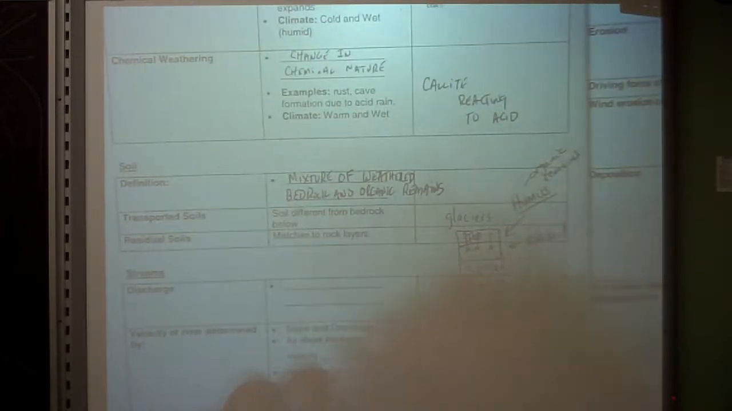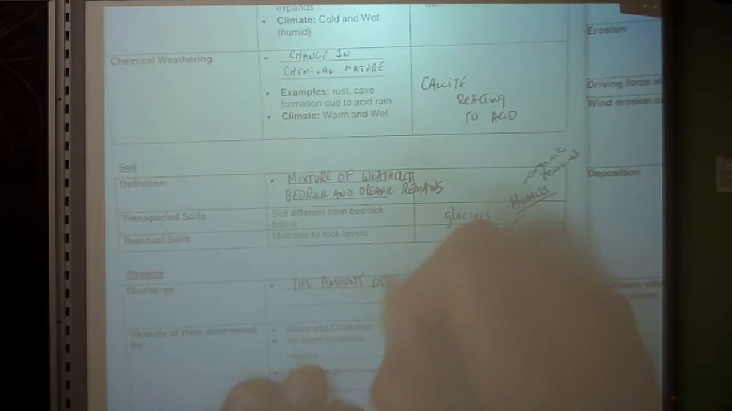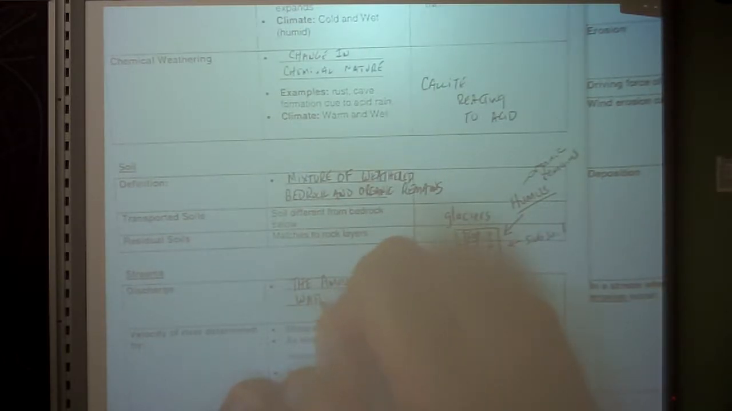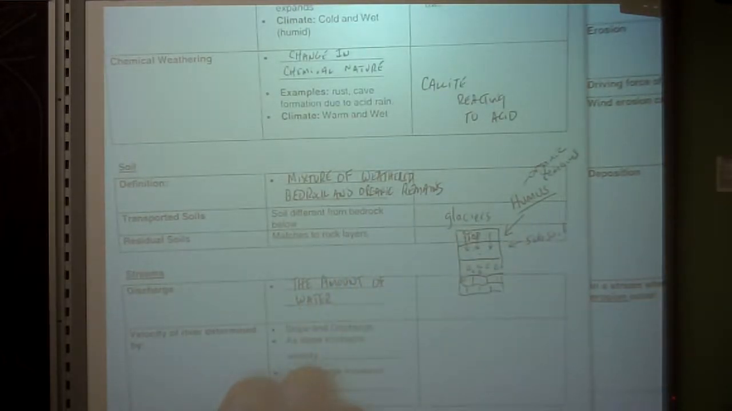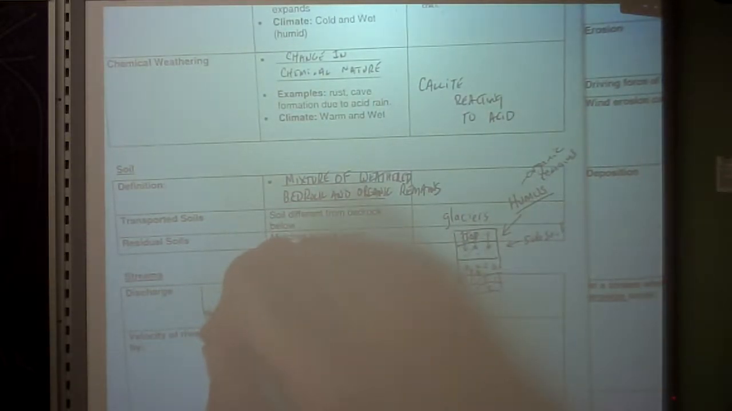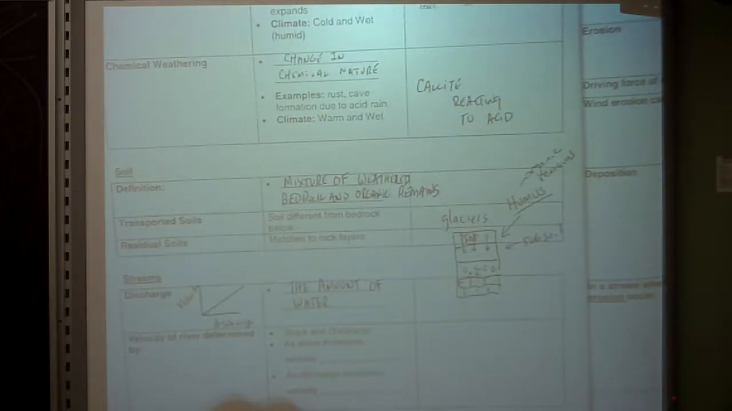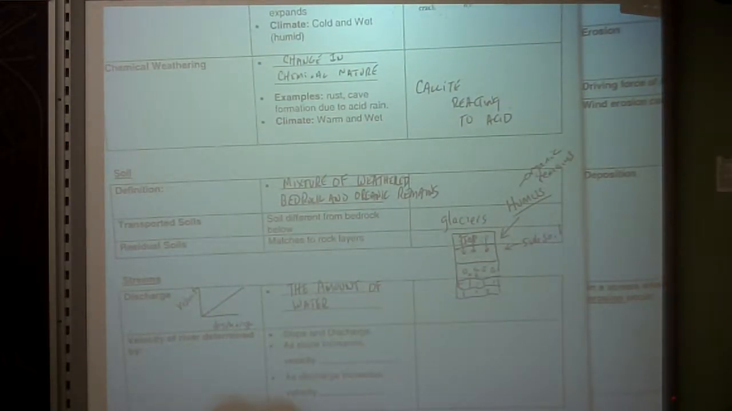Okay, streams. Discharge is the amount of water transported by a stream, the amount of water. And after rain, you have more water, so what happens is the velocity of the stream increases. So we can make a little chart that says something like this. If we have the velocity or the speed of the stream and the discharge, which is the amount of water, as the amount of water goes up, the velocity of the stream goes up. You see that after a rainstorm, your streams are running really fast.